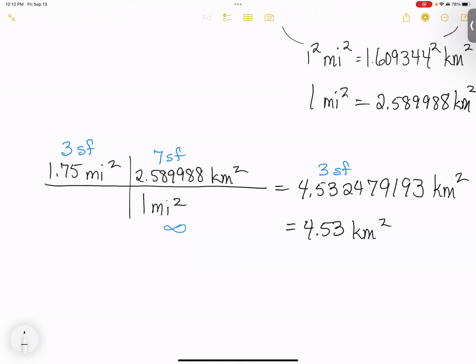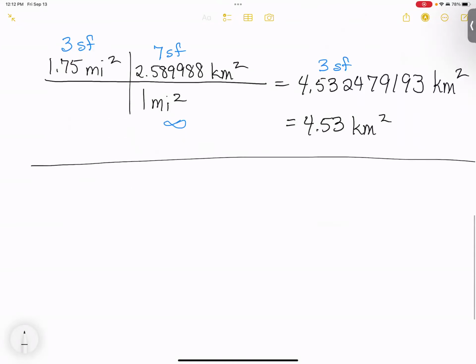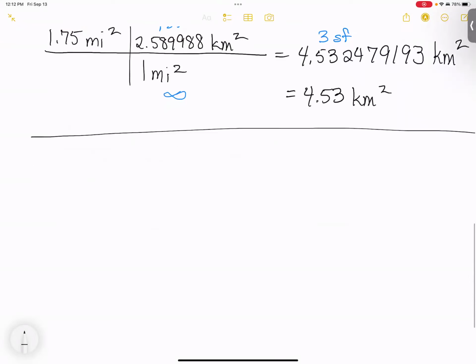Questions so far? Just like Wednesday, you can have more than one conversion factor that you need to use. Example, 40,000 millimeters cubed equals how many kilometers cubed?